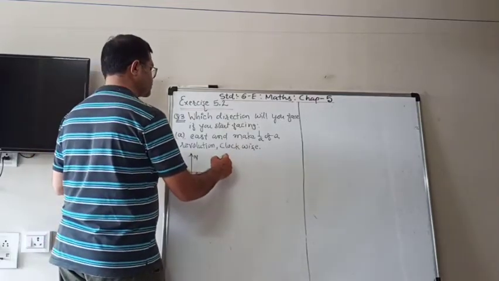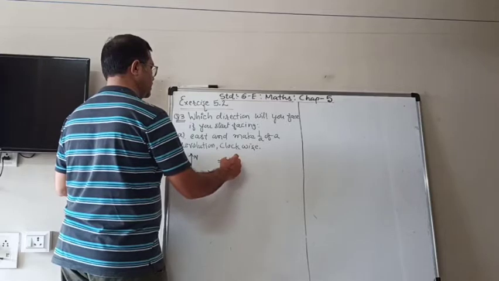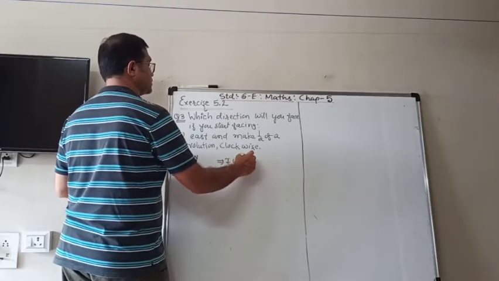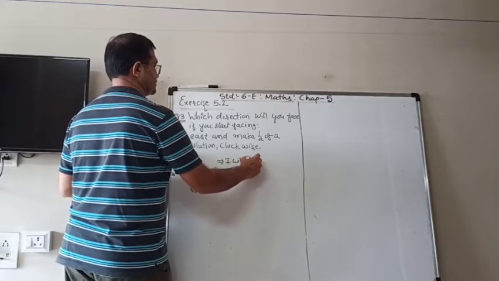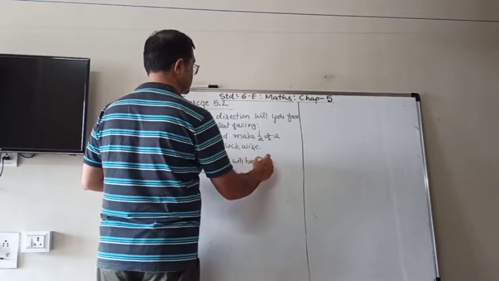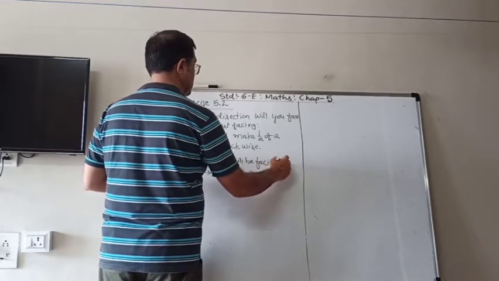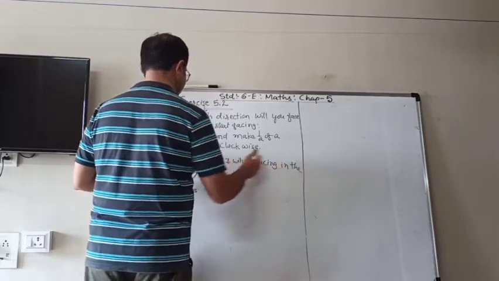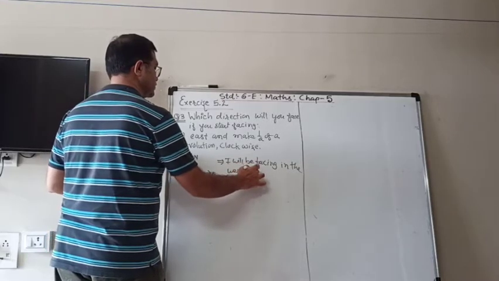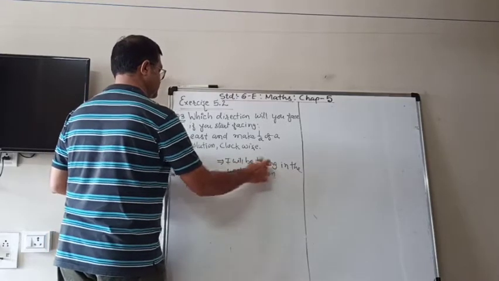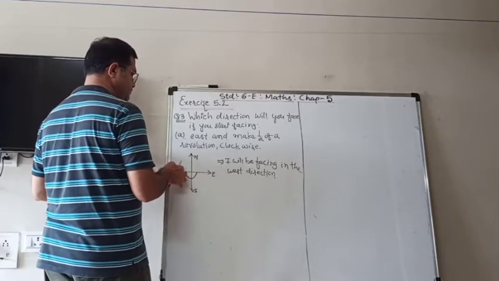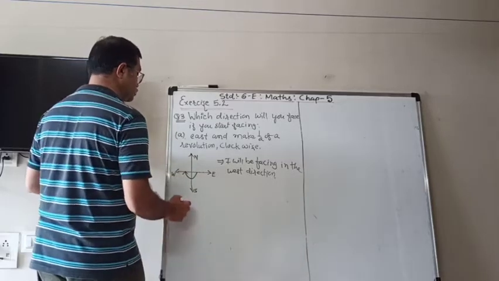So I will write: I will be facing in the west direction. So if you start from the east direction and make half of a revolution, which means 2 right angles, then you will be facing towards west.